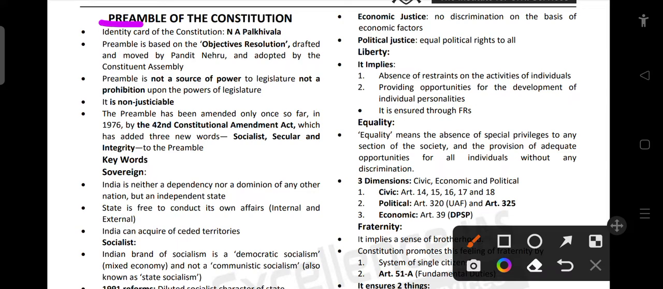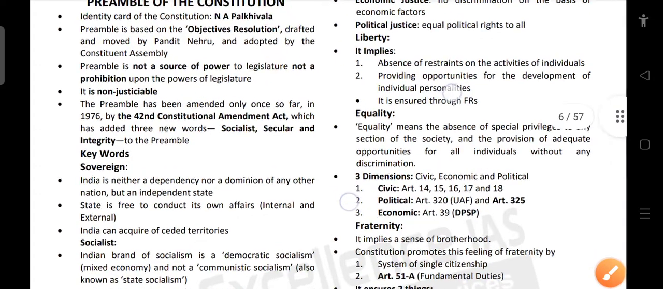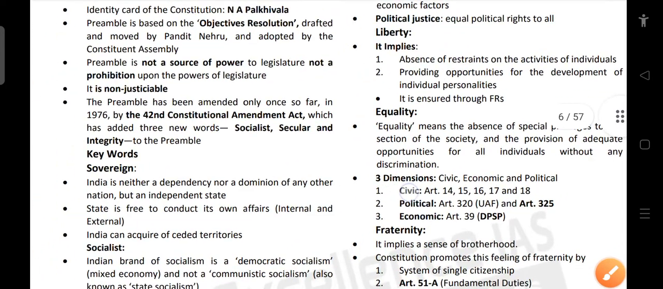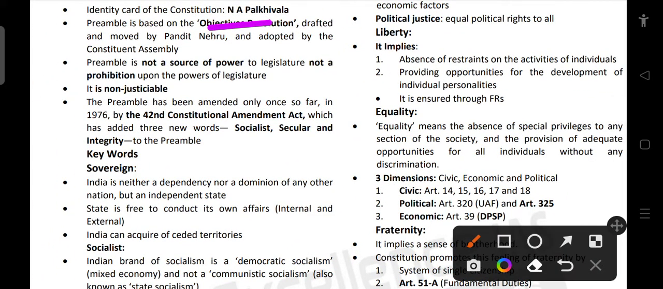The preamble is considered the identity card of the constitution, said N.K. Palkhivala. He said the preamble is the ID card. And the preamble was based on the objective resolution drafted and moved by Nehru, and it was adopted by the Constituent Assembly.